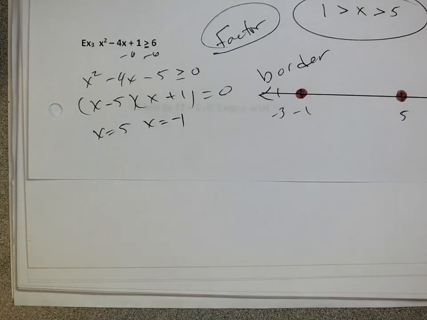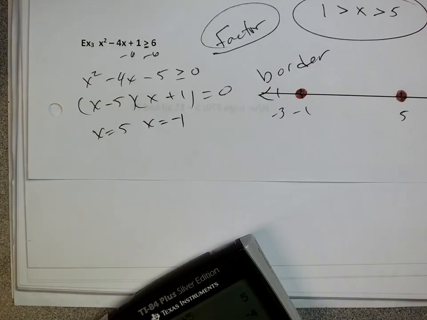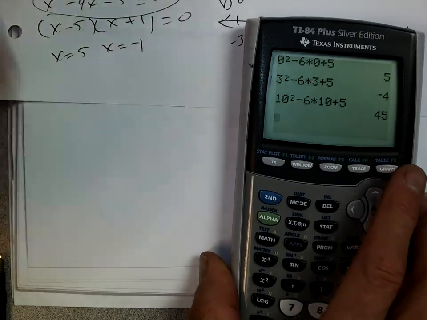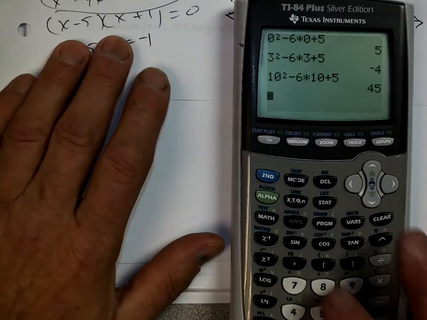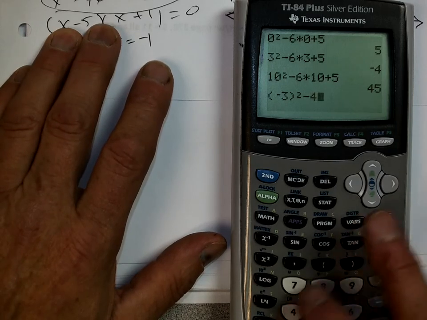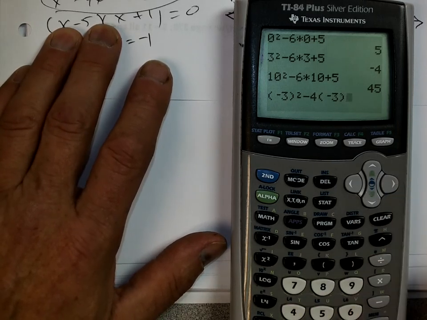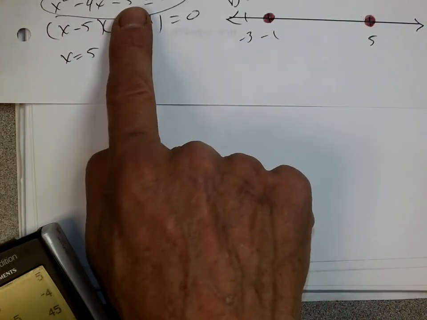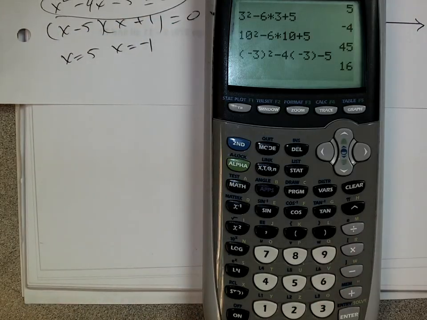What the heck, right? So let's plug it in. I'm going to plug it into this one here and see if it gives me a value greater than 0. So, parentheses, -3 squared minus 4 times -3 minus 5, and I get an answer of 16. Is 16 greater than 0? Heck yeah!